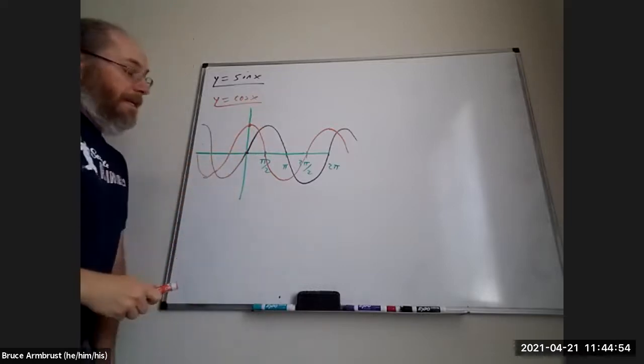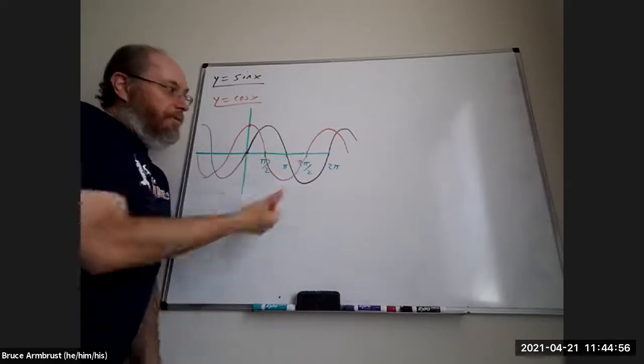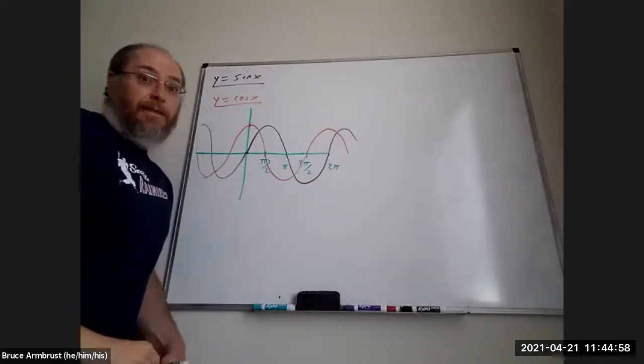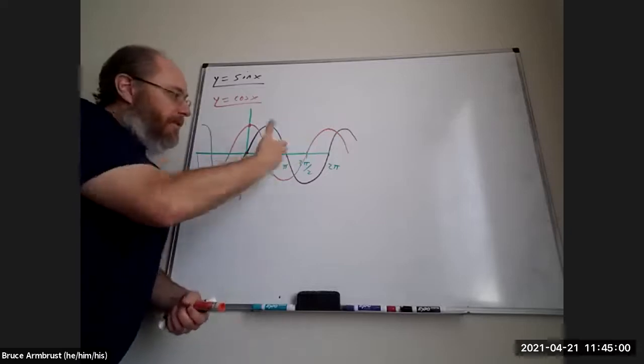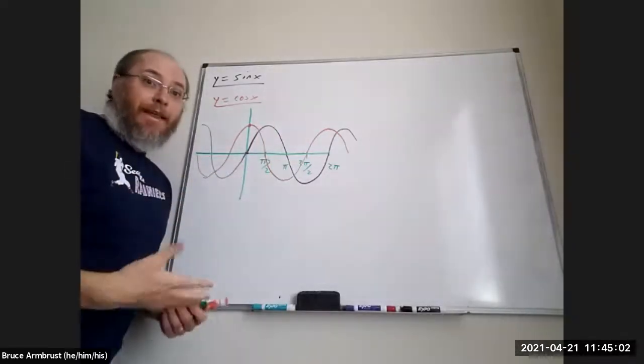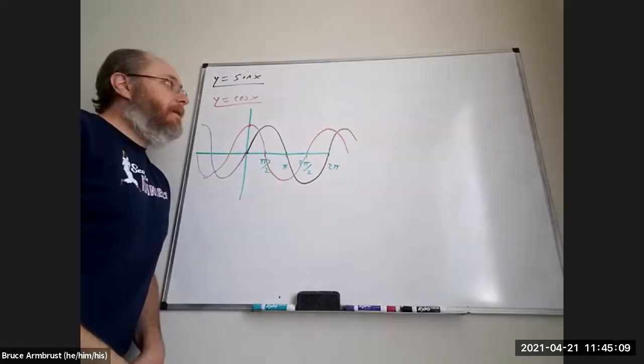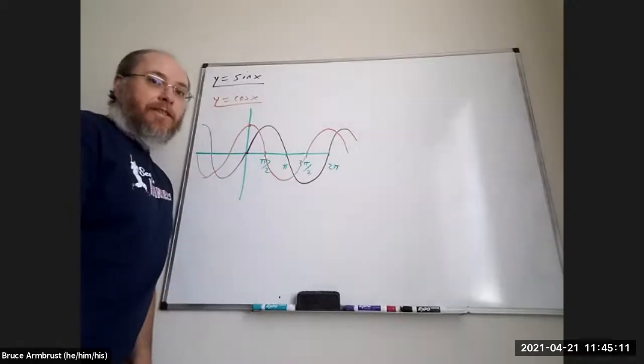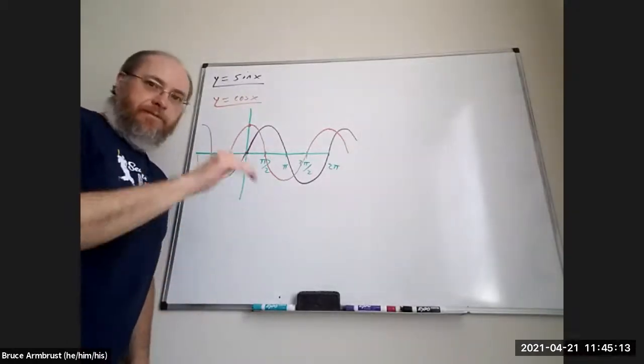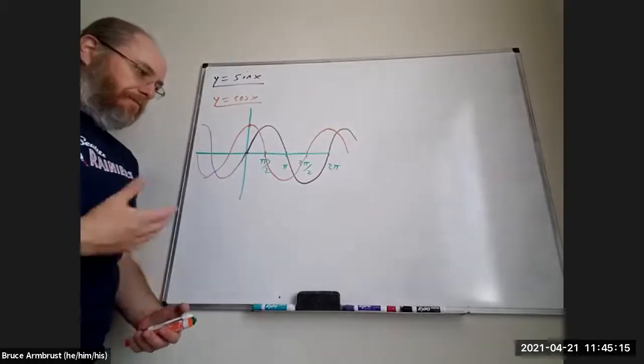All right, but again, it gets its key points every pi over 2. They've just been slid by pi over 2. And we saw why that was. It was from the cofunction properties. So there's your graph of sine and cosine. They're both waves, they just oscillate.